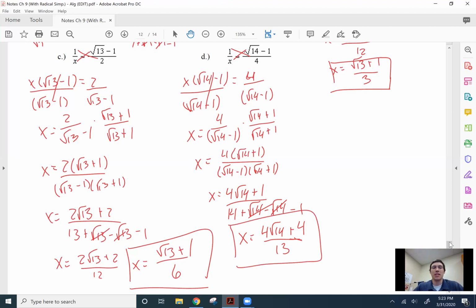And that is how you solve proportions involving radicals.